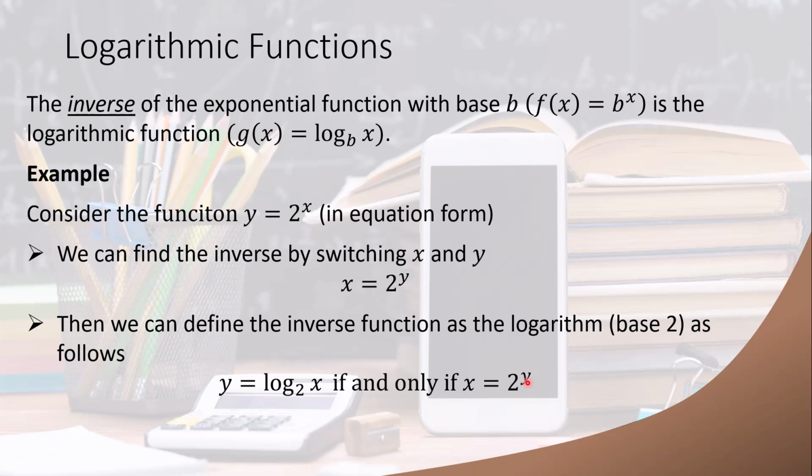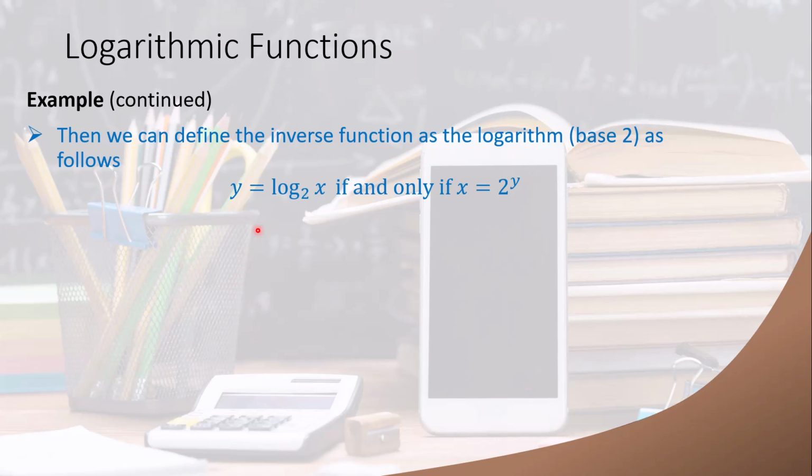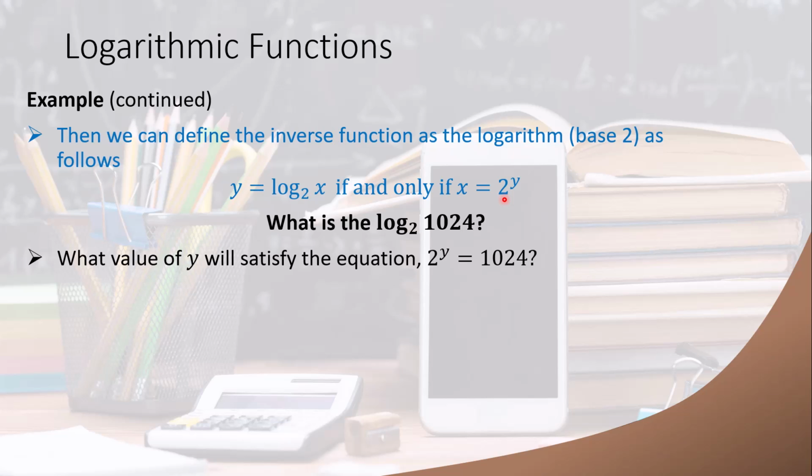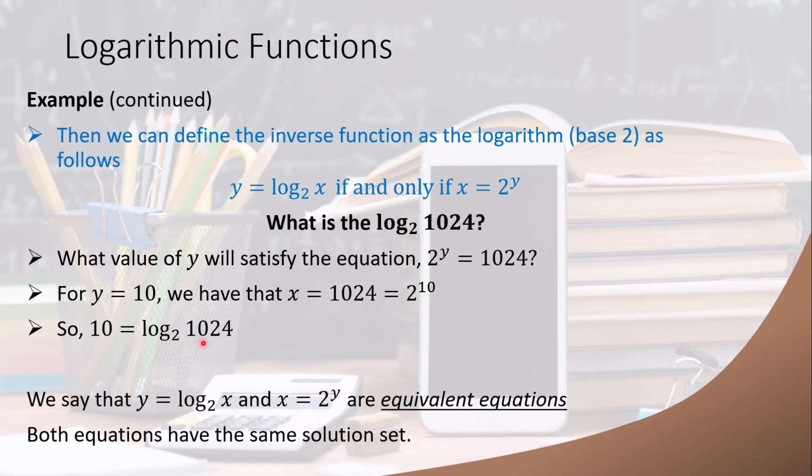What the heck am I talking about? Let's take a look at the next slide. Okay, now this is nothing more than a statement that we had in the previous slide. y is equal to log base 2 of x if and only if x is equal to 2 to the y power. So the question is, what is the log base 2 of 1024? Well, it is going to be that value of y that satisfies the equation, what 2 to the y is equal to 1024. Now it turns out that if y is equal to 10, 2 to the 10th is equal to 1024. Therefore, 10 is equal to the log base 2 of 1024.